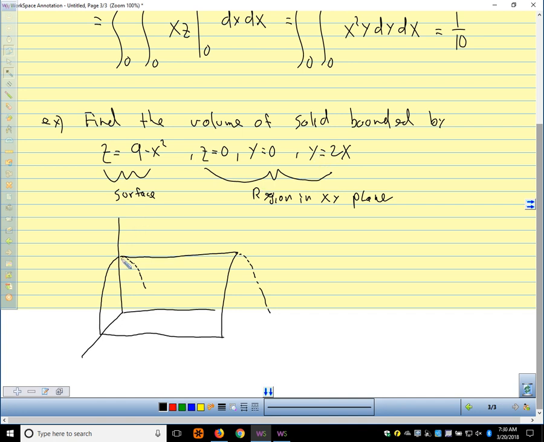That's a plane. So let me erase this back here because I'm going to draw my plane. That line in the xy plane is y equals 2x. So the solid is in here. This is our solid, that little wedge of that parabolic cylinder.